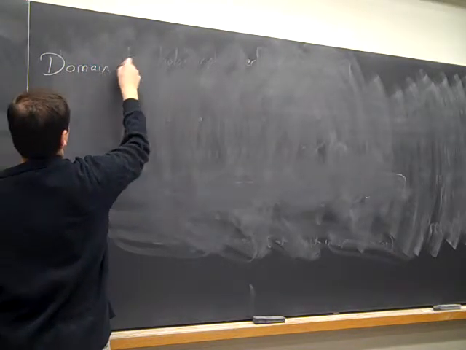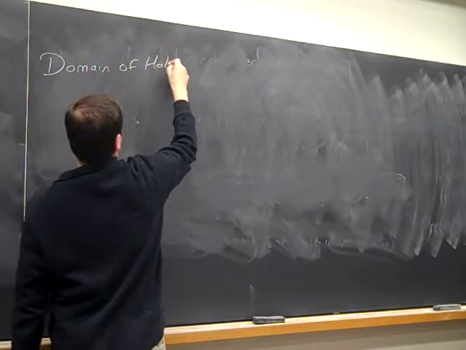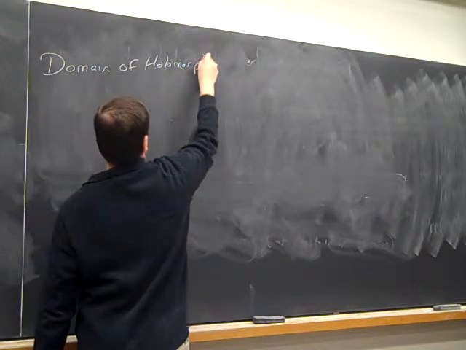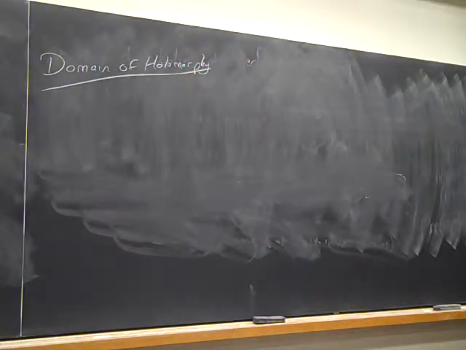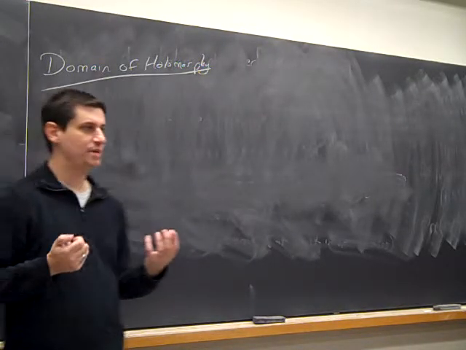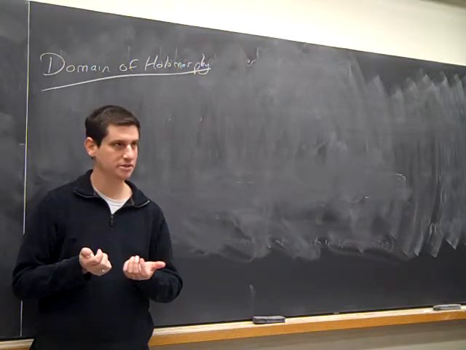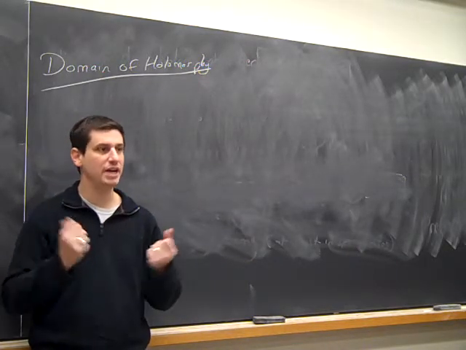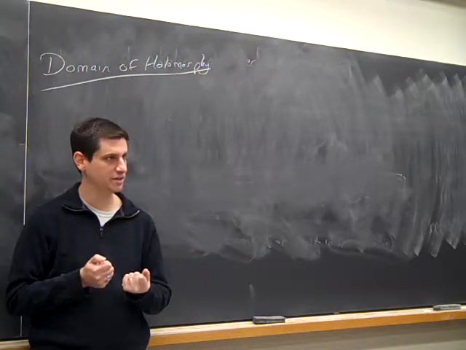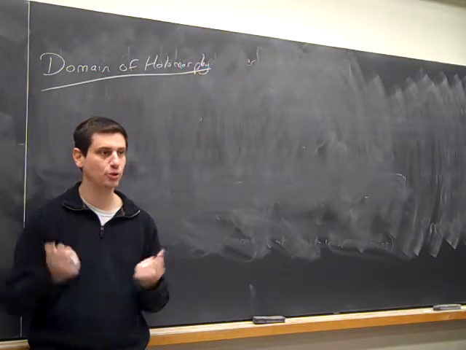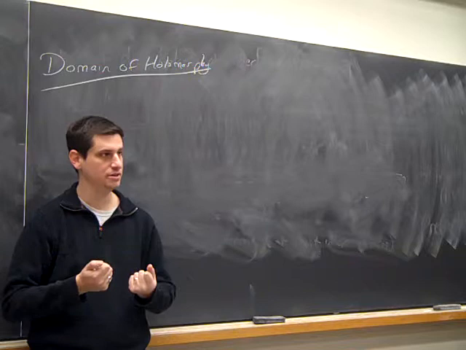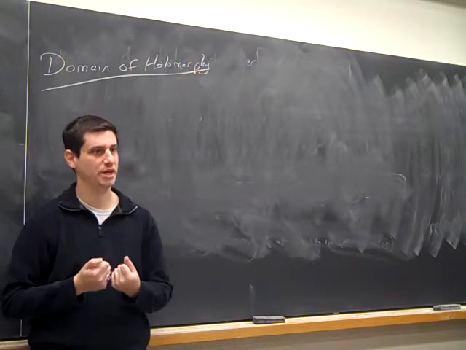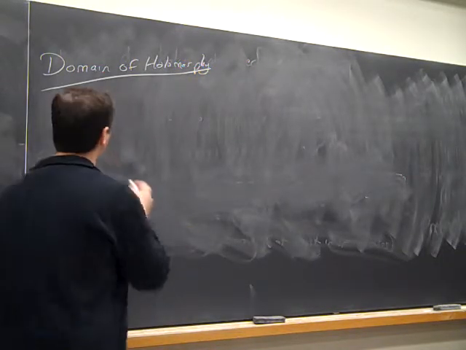So it's called domain of holomorphy. And a domain of holomorphy, basically, I don't want to go into the technical definition, is basically saying I have a set, and you give me any point on the boundary of the set, and I can find a function that's holomorphic in the region, but cannot be extended across the boundary at that point. Okay?